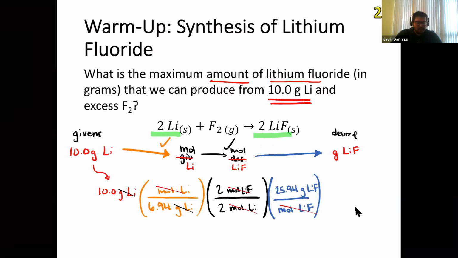Times 25.94. That comes out to 37.4 grams of LiF. And that's because this number had 3 sig figs. Our molar masses had 3 sig figs, 4 sig figs. So we go with 3.